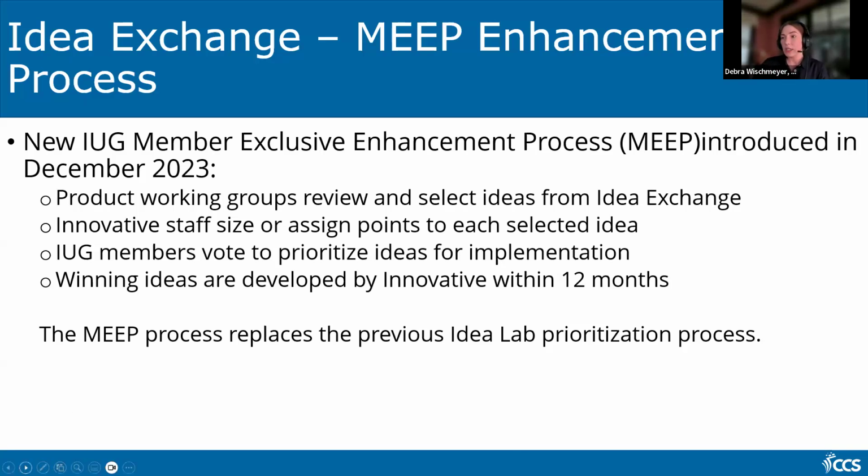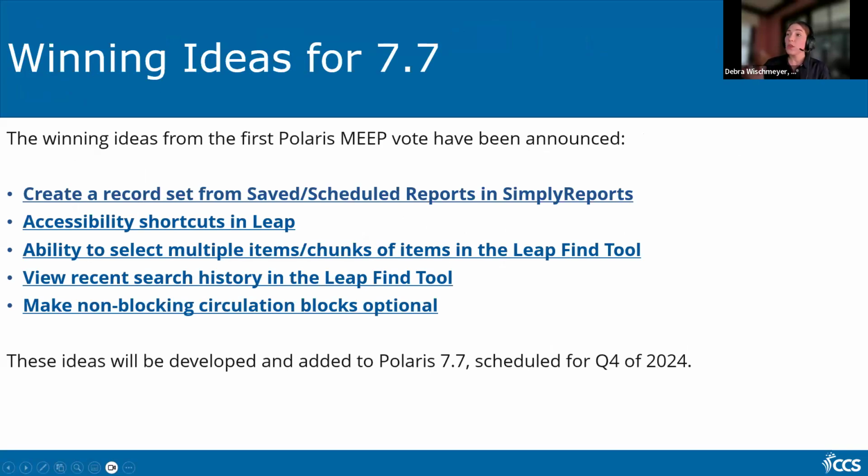So like I mentioned, this new MEP process is replacing the previous Idea Lab prioritization process, but has some pros and has some cons to it. So the first round of MEP voting was conducted earlier this year, and I think this group will be very interested in the winning ideas, which will be developed and implemented in 7.7, which should be coming out in Q4 of this year. So I'm thinking probably sometime around October. The winning 5 ideas are here on your screen.